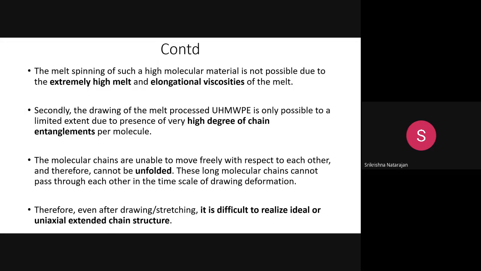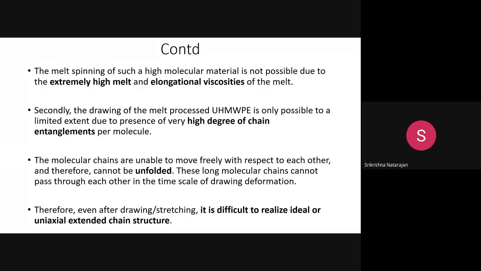If they cannot move freely with respect to each other, what will happen? It is very difficult to open it, very difficult to unfold it, because the chains will not pass through each other. So once you do the melt spinning, you will not get the proper ideal uniaxial extended polymer chain structure. That is not possible with melt spinning. So what is the alternative? You have to go for a different spinning method. What is that method? The spinning method is solution spinning.